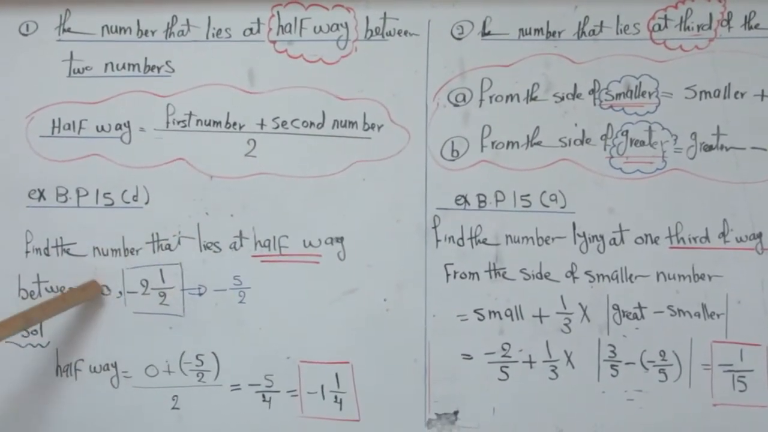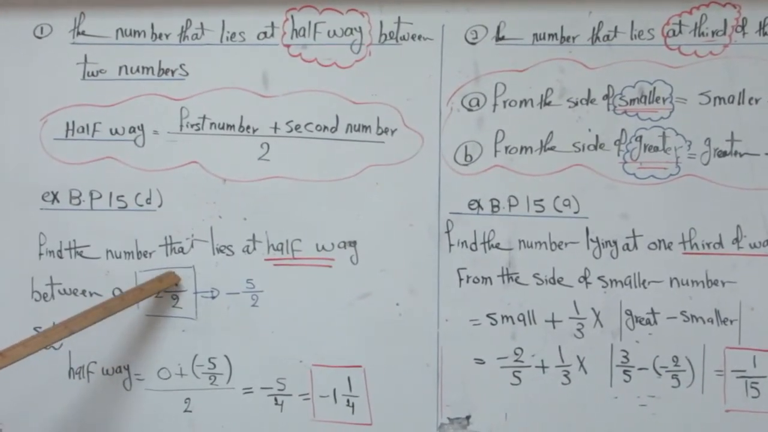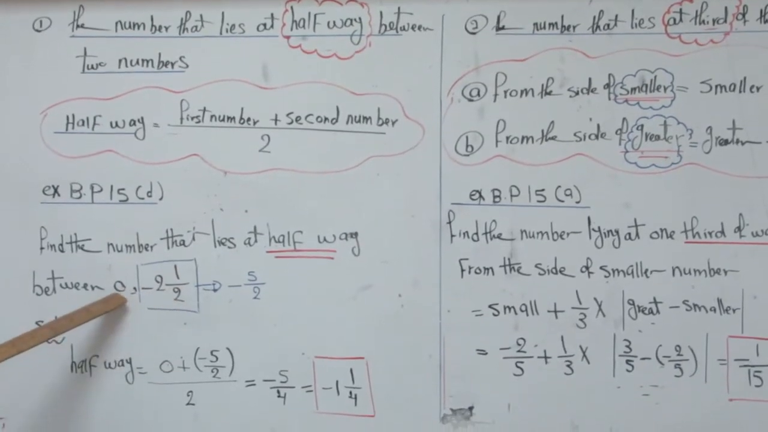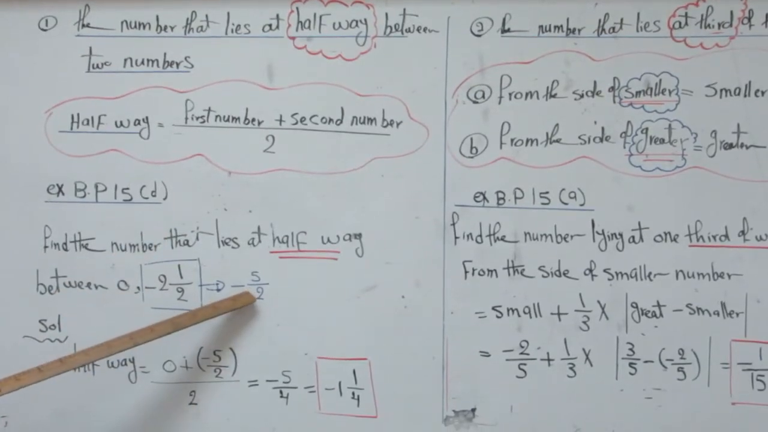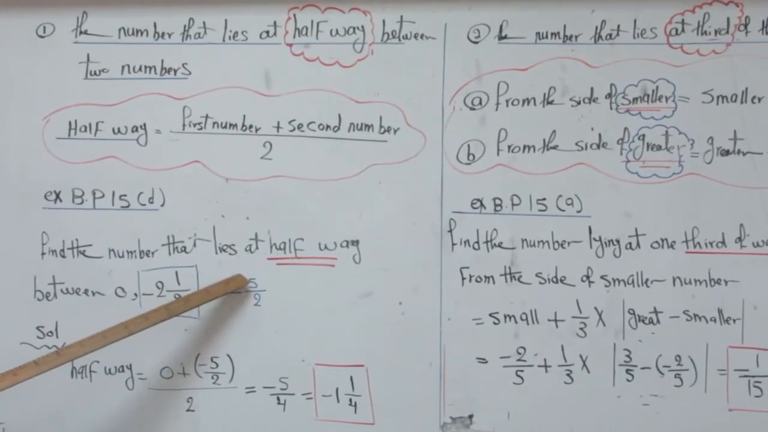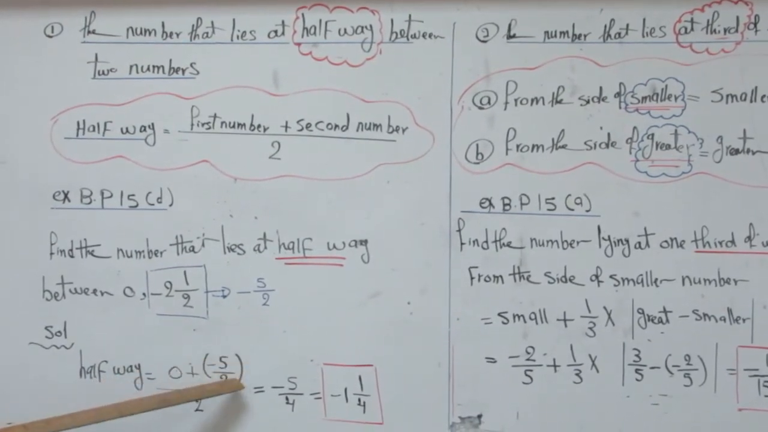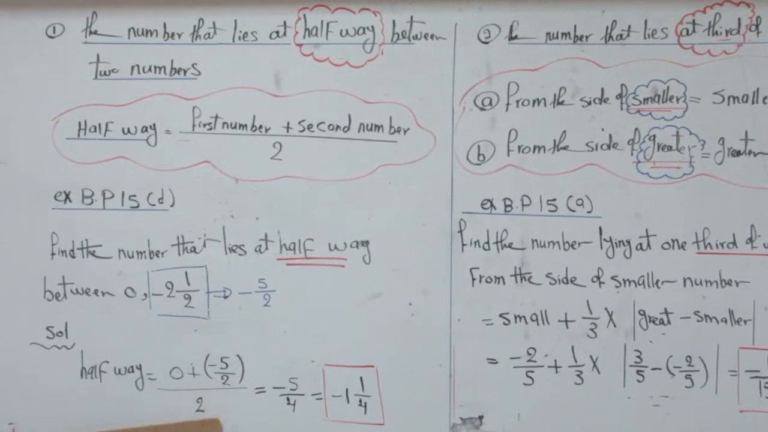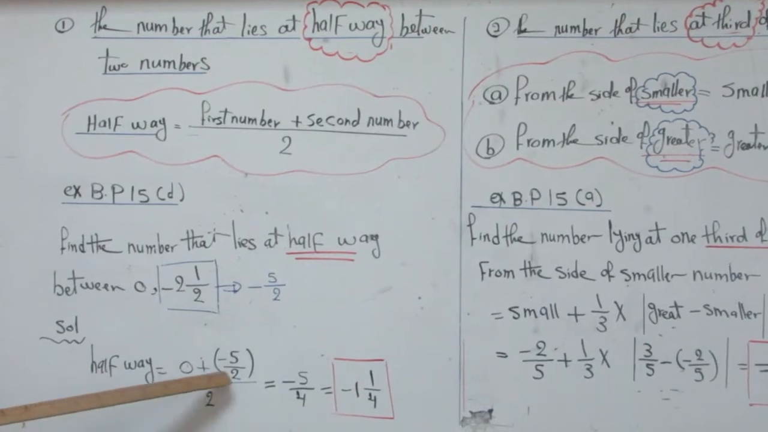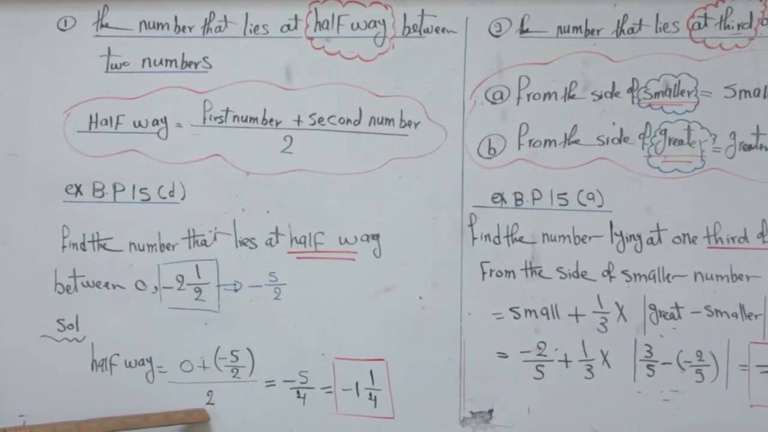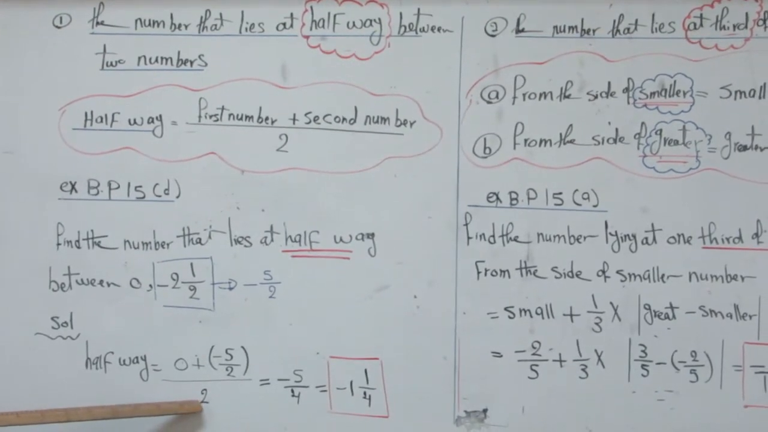By 2. To get the number at the halfway between 0 and negative 2 and 1 over 2, I will convert this mixed number to a fraction, negative 5 over 2. Then what will I make? I will make 0 plus negative 5 over 2, all of them divided by 2. 0 is the first number, negative 5 over 2 is the second number, all divided by 2 because he needs the number that lies at the halfway, at the middle.